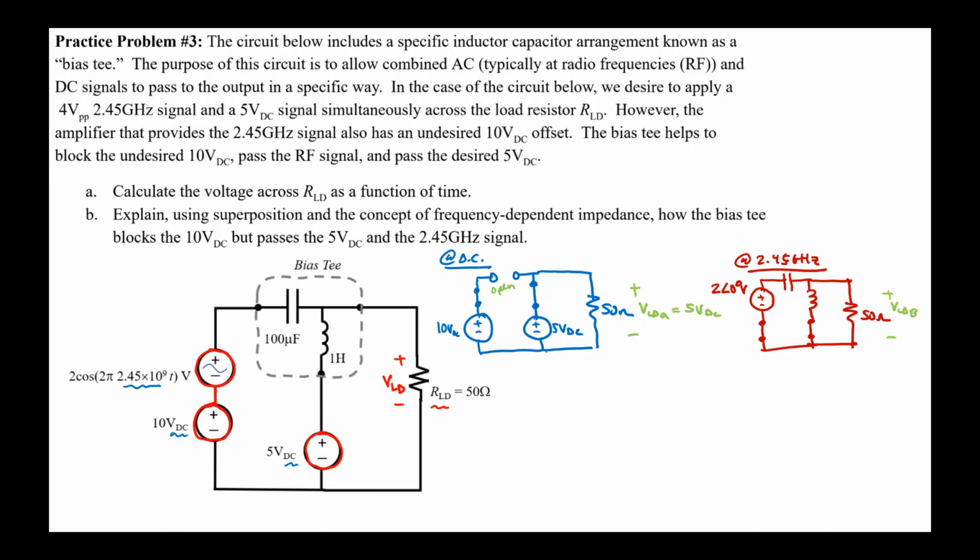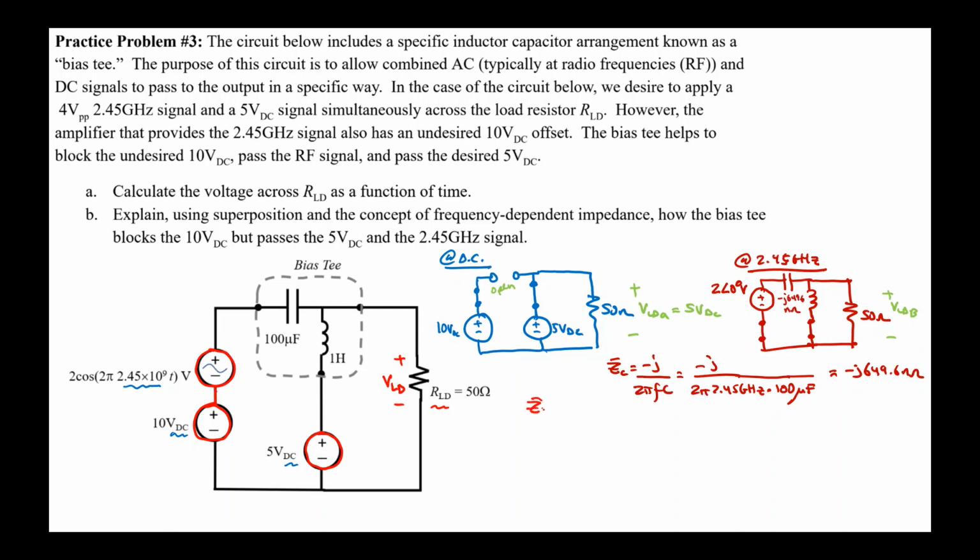I need to calculate the impedance ZC in this circuit. ZC, which is minus j over 2 pi FC, is minus j over 2 pi times 2.45 gigahertz times C, which is 100 microfarads. If you do that correctly, you'll find that that is minus j 649.6 nanoohms. Yes, it really is that small. In fact, this is very intentional.